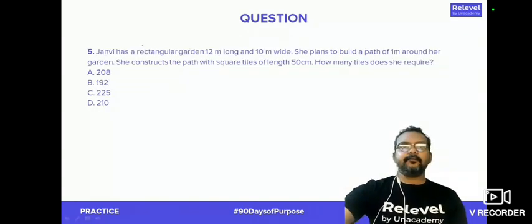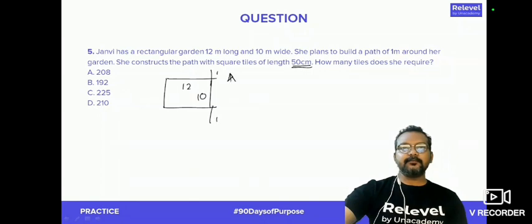Number 5. Janvi has a rectangular garden 12 by 10 and she builds a path of 1 meter around her garden. To construct the path with square tiles of length 50 centimeters, how many tiles does she need? So we can just figure out what the area is. So it's 12 by 10 and a path of 1 meter on each side. So that means 1 and 1.